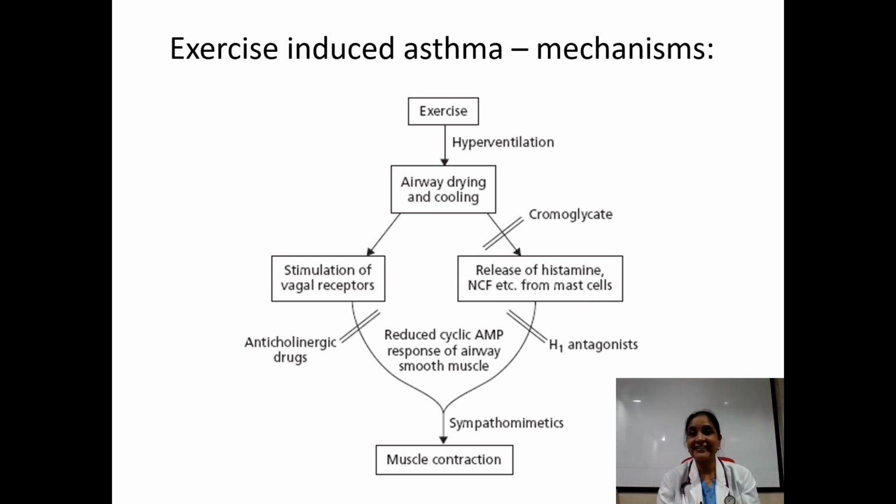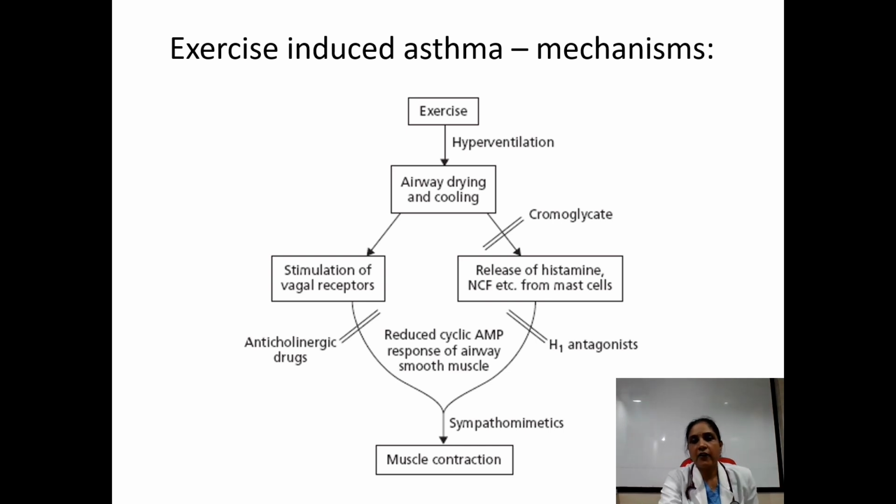Exercise can lead to hyperventilation. When you breathe fast, the airway becomes dry and the air becomes cool. Because of that, there is a stimulation of vagal receptors in the airway, and there is a release of histamine and some chemical mediators from mast cells, which I have already discussed. These can cause reduced cyclic AMP, which is the muscle relaxant response to airway smooth muscle, and the stimulation of vagal receptors can cause muscle contraction. So the muscles contract and the patient will develop bronchospasm.